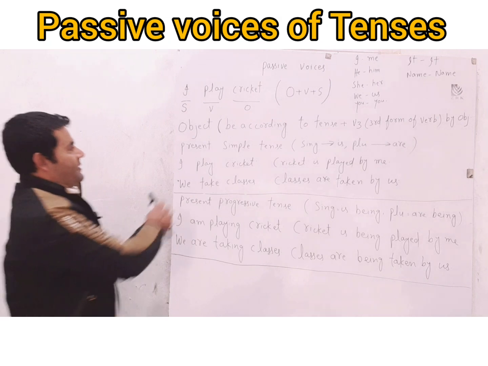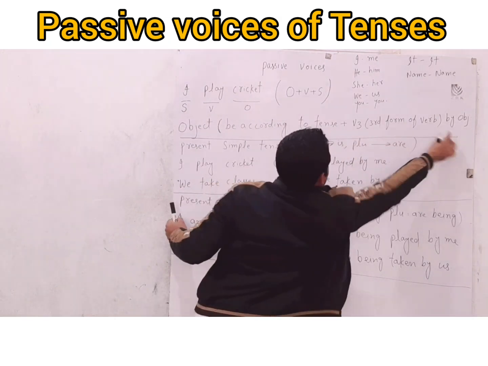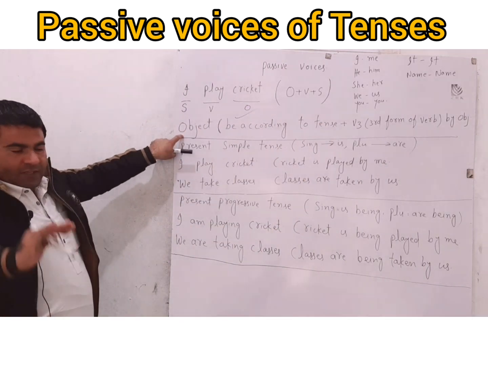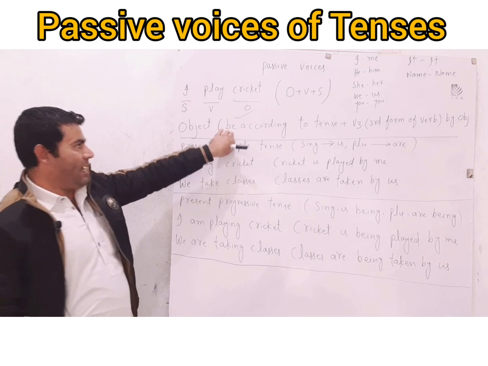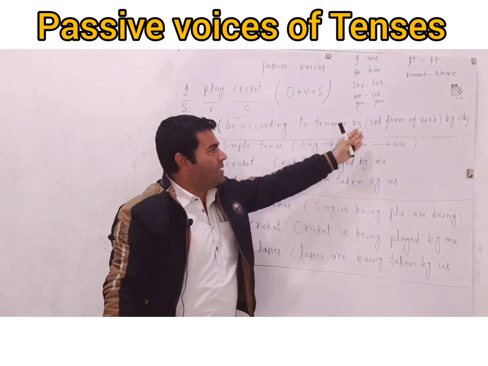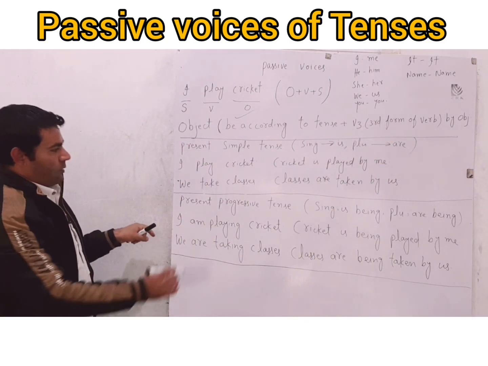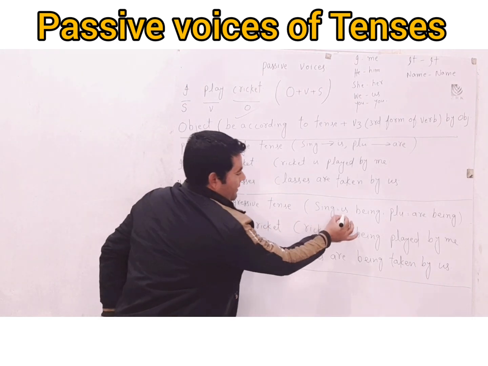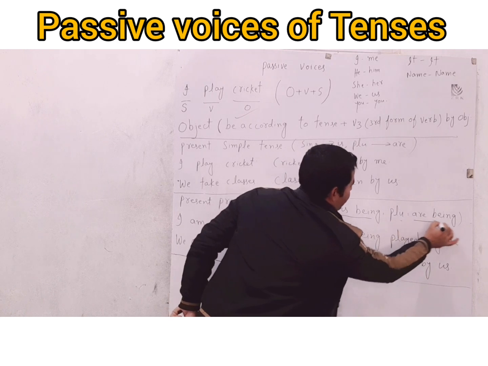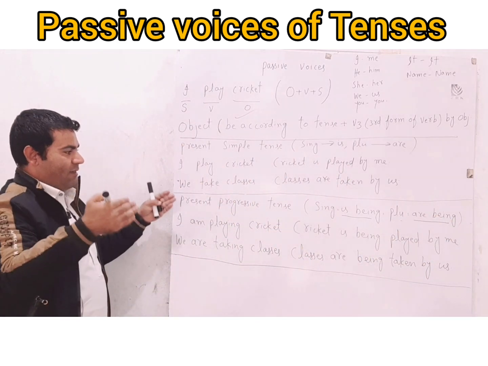Now, if you know this, this is the key to solving all passive voices. The object will be brought to the place of the subject, then we'll use a form of be according to the tense, and then the third form of the verb will be used, and then we'll use by, and then we'll use the objective case. Here I have mentioned the helping verbs: is and being with singular, and are and being with plural.